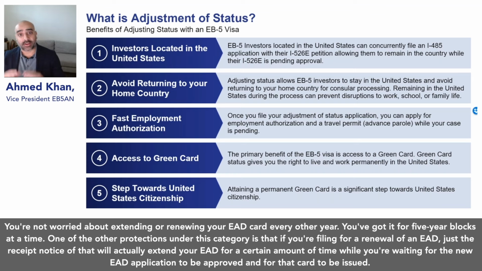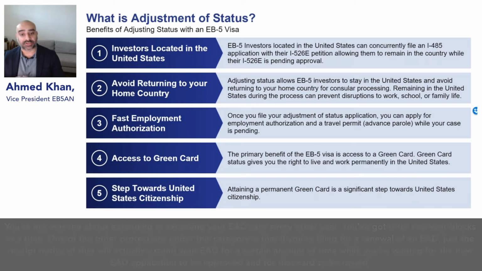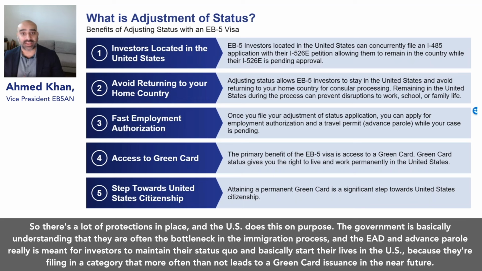One of the other protections under this category is that if you're filing for a renewal of an EAD, just the receipt notice of that will actually extend your EAD for a certain amount of time while you're waiting for the new EAD application to be approved and for that card to be issued. So there's a lot of protections in place, and the US does this on purpose. The government is basically understanding that they are often the bottleneck in the immigration process, and the EAD and advanced parole really is meant for investors to maintain their status quo and basically start their lives in the US because they're filing in a category that more often than not leads to a green card issuance in the near future.